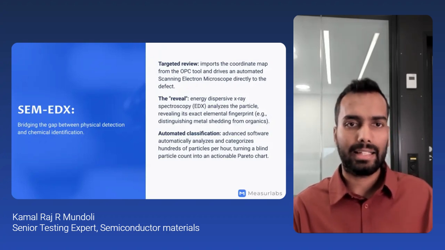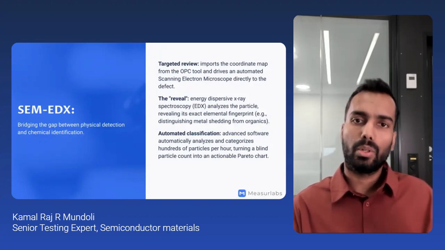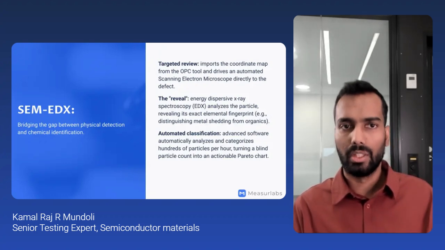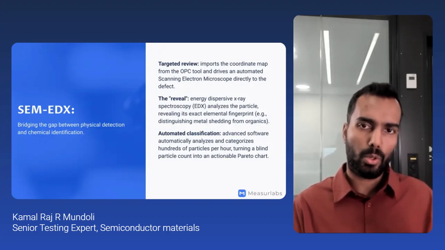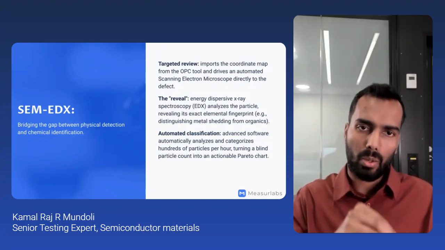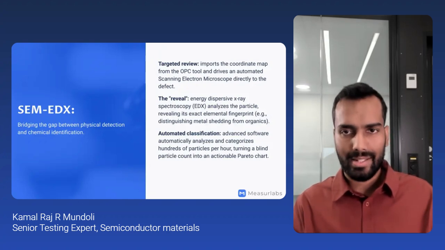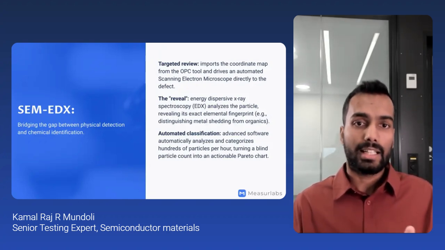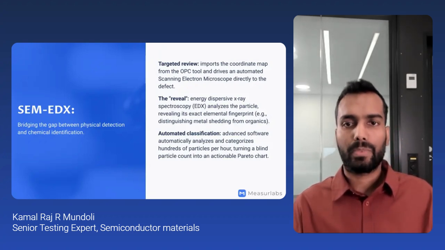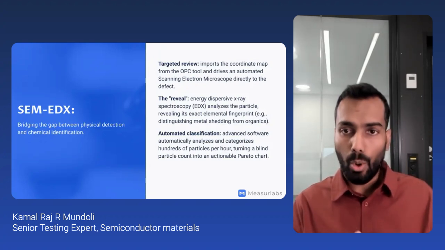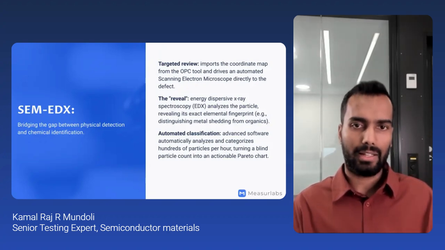Instead of blindly scanning the wafer from scratch, the tool imports the exact coordinate map generated by the optical particle counting tool. The automated scanning electron microscope then drives the stage directly onto those specific defects. And once we lock onto the particles, we reveal what is in them using energy dispersive X-ray spectroscopy, or EDX. So the electron beam excites the particle, revealing its exact elemental fingerprint. This allows us to easily distinguish between metallic shedding from a robotic arm versus a carbon-based organic flake.